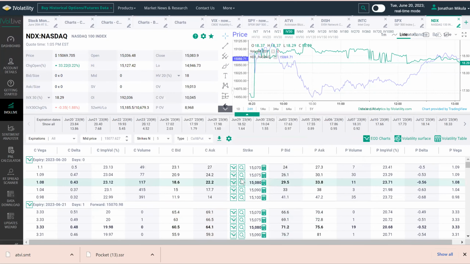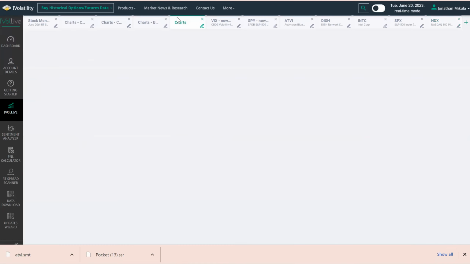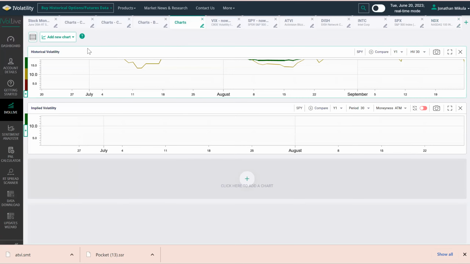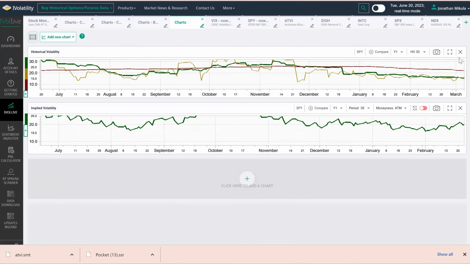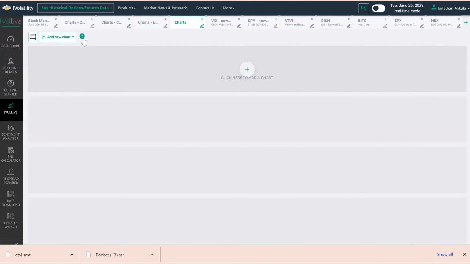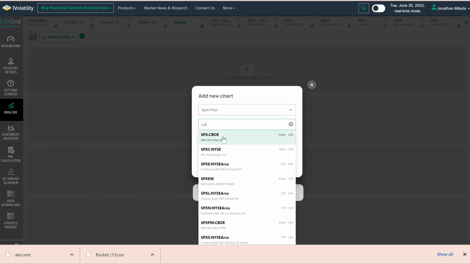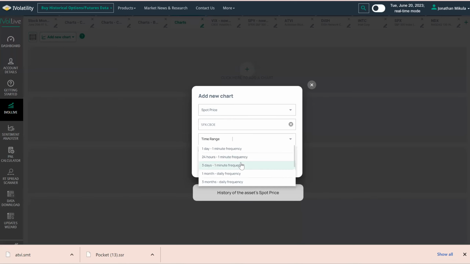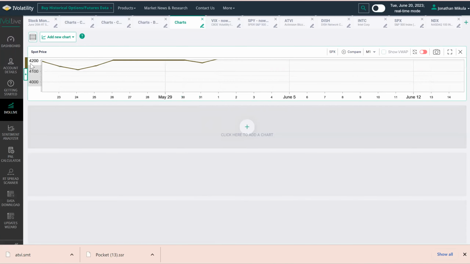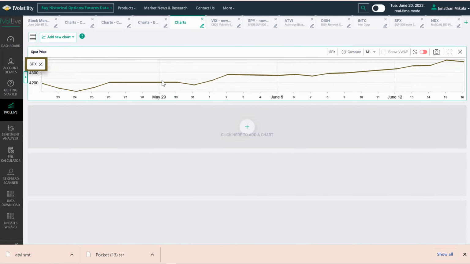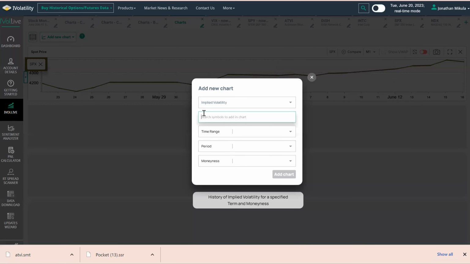But those are just a handful of really, really cool tools for 0 DTE. And then you can also come in here on charts. These are just certain charts that I had preloaded that I've been analyzing, but you could start off new, spot price, SPX. So here we go, time range, maybe we go 1 month, add chart. So here's our spot price for SPX. And then you could do things like add a chart under that, implied volatility, SPX.